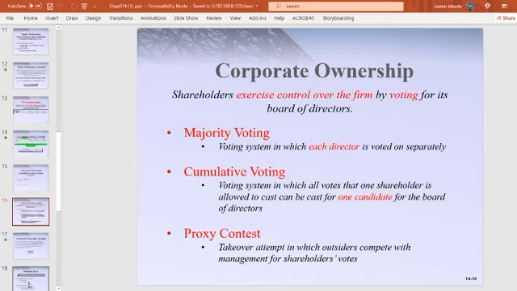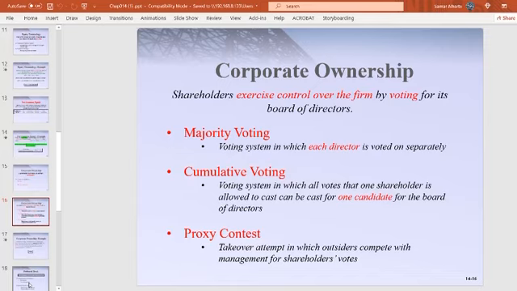Okay, so let's say there are 100 in all, and they only give Mr. A 50 votes. Some of them, let's say, vote for Mr. B, and Mr. B takes 70 votes. And let's say for Mr. C, they have 90 votes. So what's happening here? They are voting individually, separately for each director.